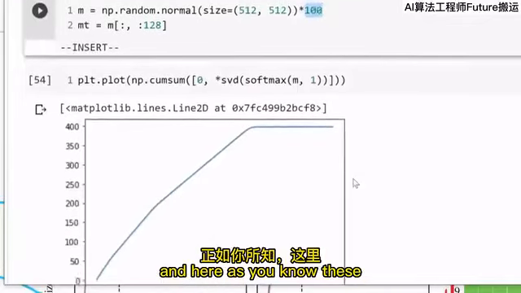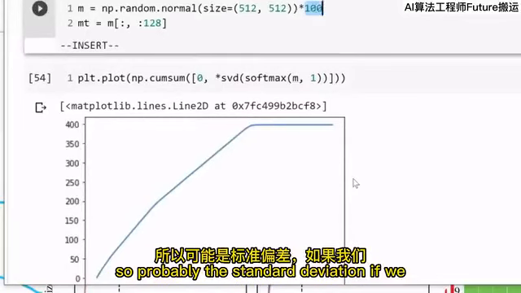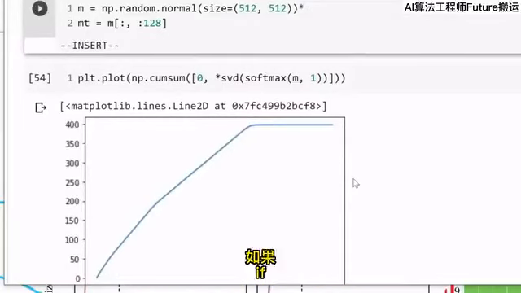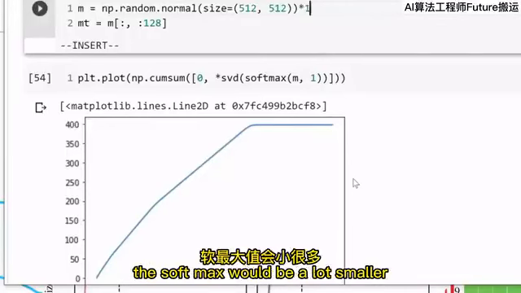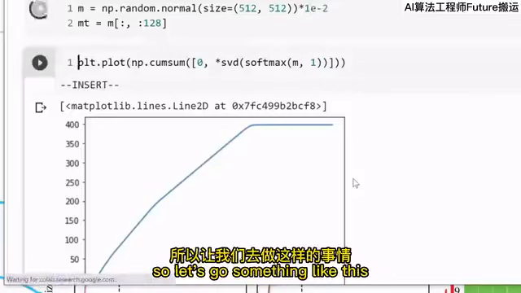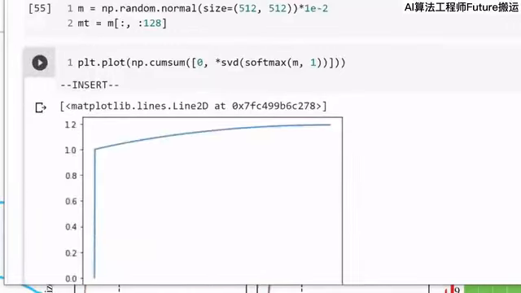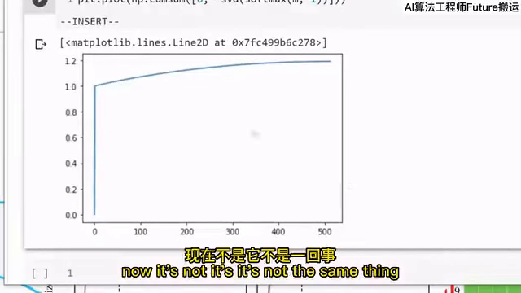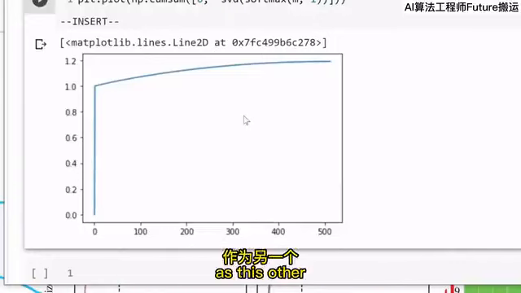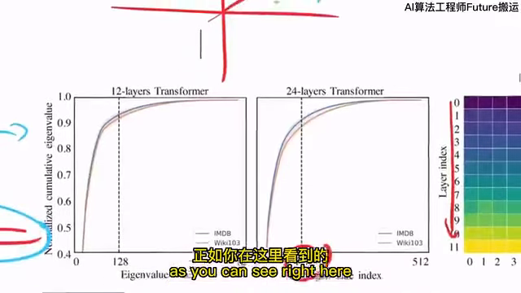And here, as you know, these transformers always have layer normalization and so on. So probably the standard deviation before the softmax, if these are sort of Gaussian, would be a lot smaller. So let's go with something like this, smaller than 1. Can we run this, please? And you can see that this kink immediately appears. Now it's not the same thing as this here, because this is a lot smoother, as you can see right here.